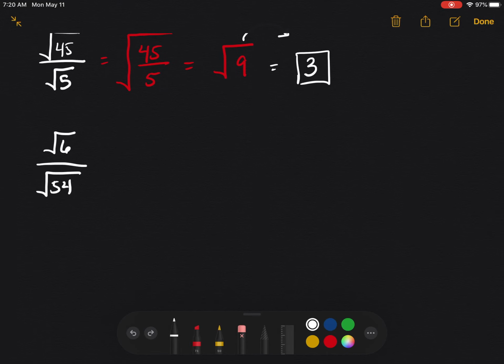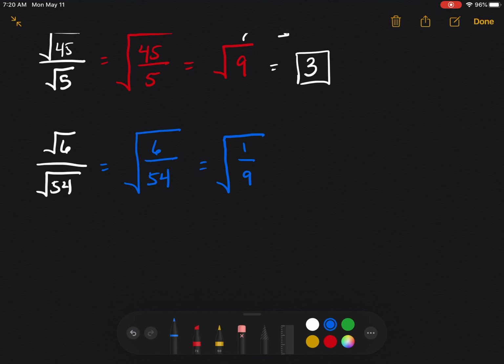Similarly, with this one, again, 6 is not a perfect square. 54 is not a perfect square. But when I put it in here, stick with me, can I reduce that? Oh, yes, I can. I can divide them both by 6, and I get 1 over 9.